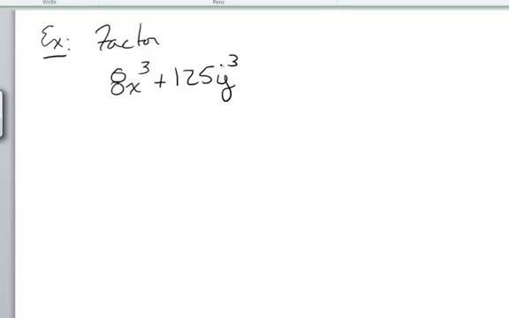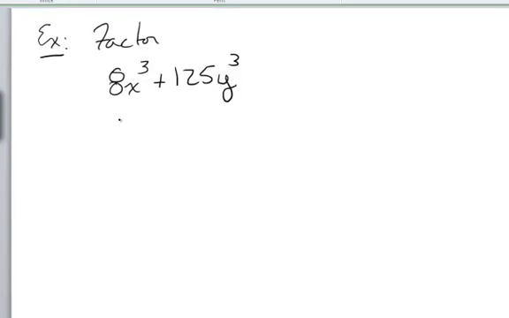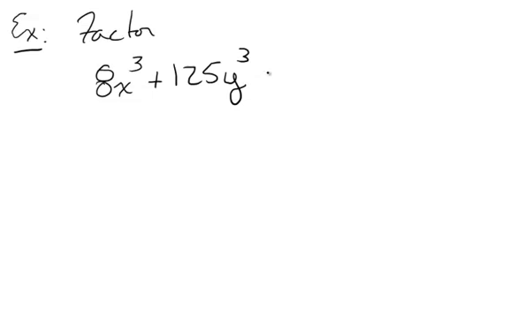For this next example, we're going to factor 8x cubed plus 125y cubed. Okay. So again, we need to first identify this as a sum of perfect cubes, and in this case, I think this one's a little bit more difficult than the last example to identify the components that are being cubed.